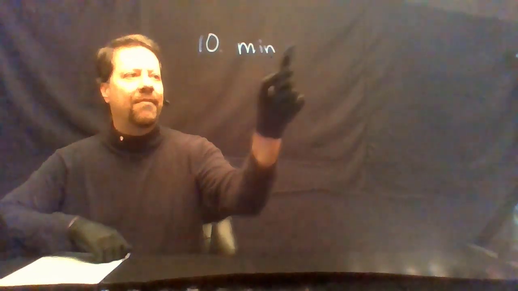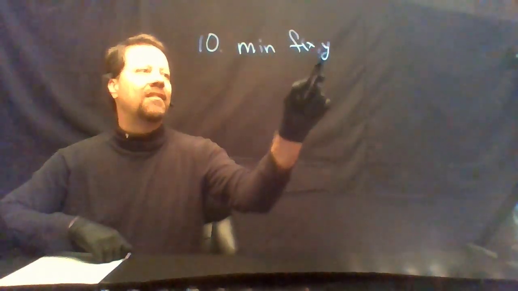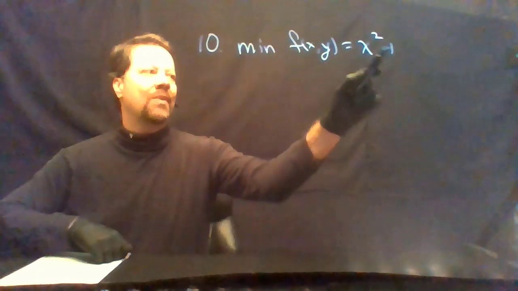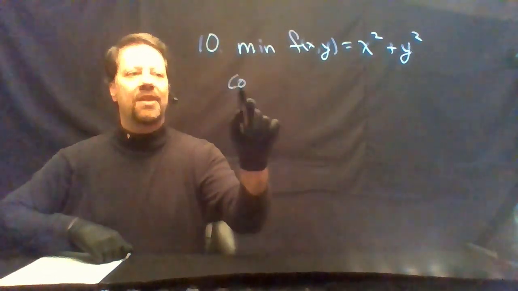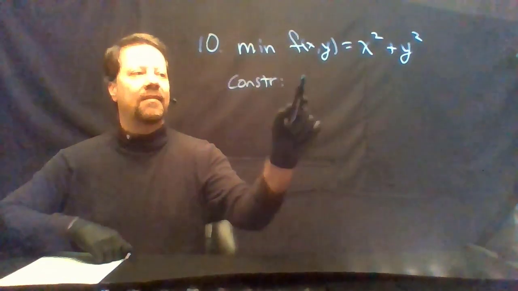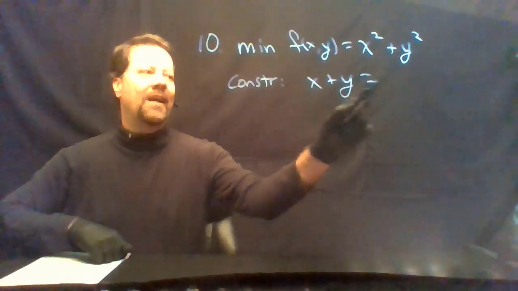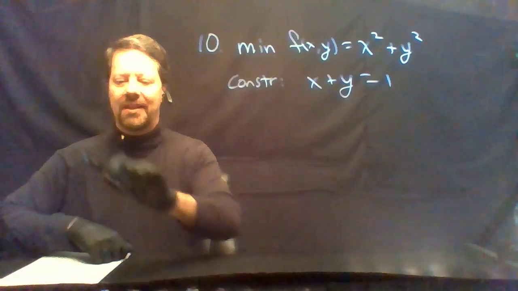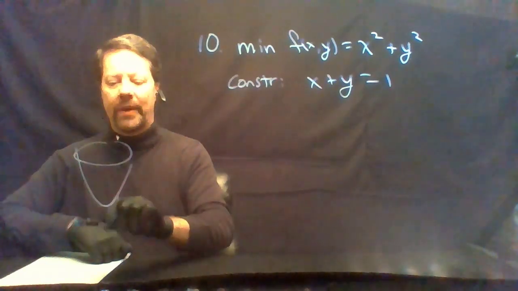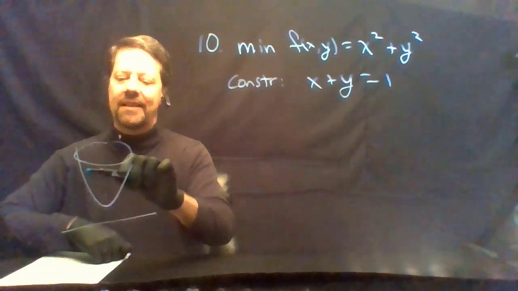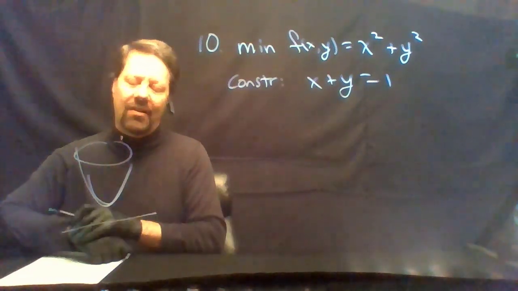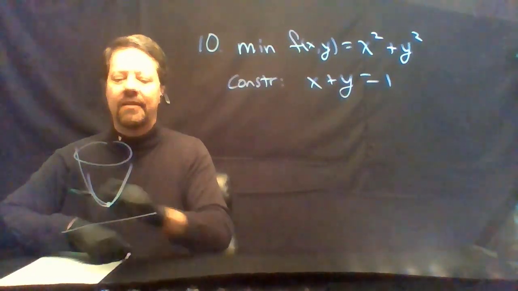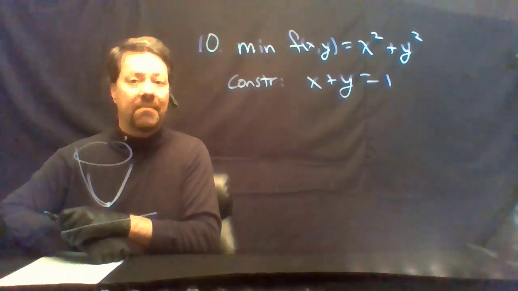This leaves us only with problem 10, where I ask you to find the minimum value of the function f of xy equals x squared plus y squared, subject to the constraint x plus y equals 1. You can see that we have ourselves an elliptic paraboloid and a line, which will trace out a path on the elliptic paraboloid. There should be a minimum, but no maximum.